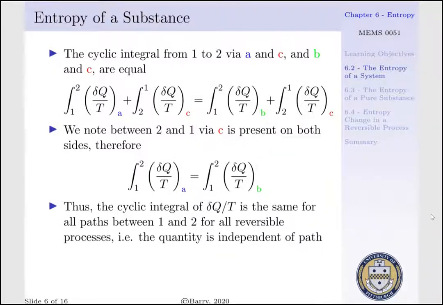Thus, our integral, i.e. the quantity of delta Q per T, is the same for all paths between our initial and final state for all reversible processes. That is, once again, we have path independence. We don't care about the path; rather, all we care about is our initial and final states.